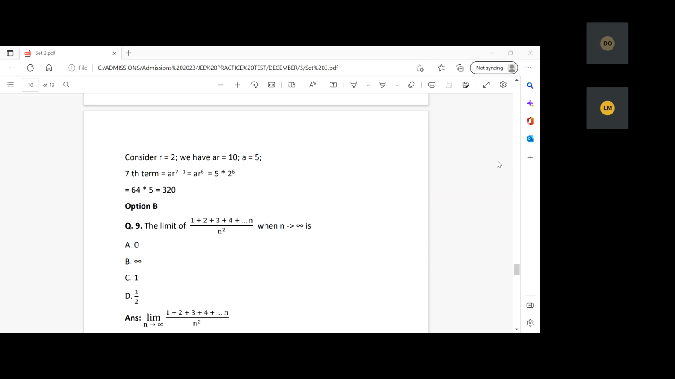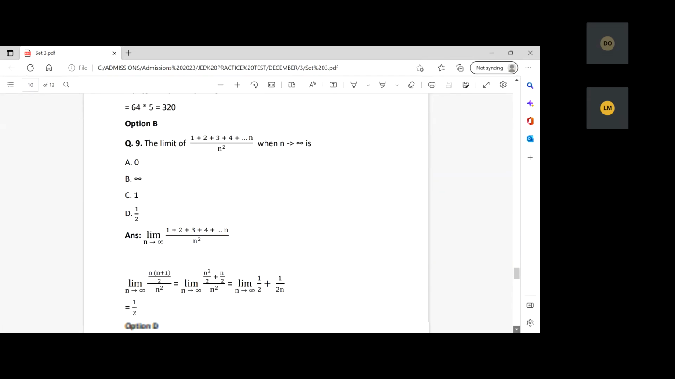So I'm waiting for you to type the option in the chat box. Yes, I think... Okay, I'm so sorry, I'm not able to pronounce the name. Sai Chaitanya Haribabu. A lot of students have typed the answer. Okay, let's check. Is it 1 by 2?